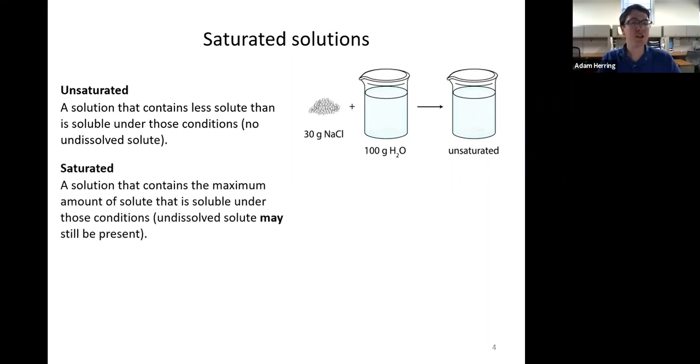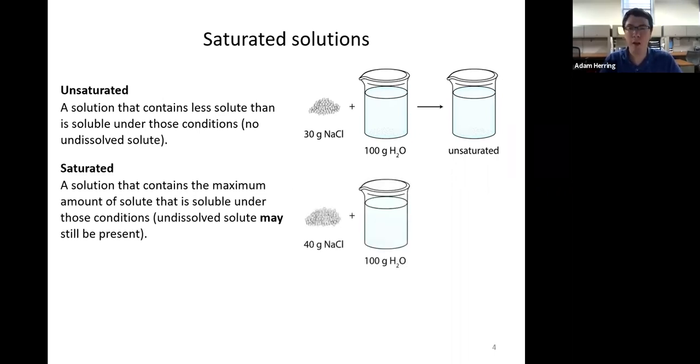However, a saturated solution is one that contains the maximum amount of solute that's soluble under those conditions. So when a solution is saturated, we say that we have reached the maximum solute, or we have reached the point that we have dissolved enough of the solute to reach its solubility. In this case, some undissolved solute may still be present, but it does not always have to be. So for example, we have 40 grams of sodium chloride at room temperature, add that to 100 grams of water, we're going to end up with a small amount of undissolved sodium chloride left over.